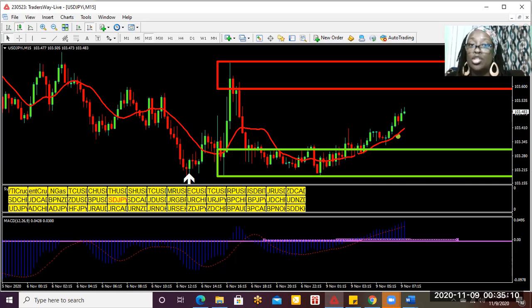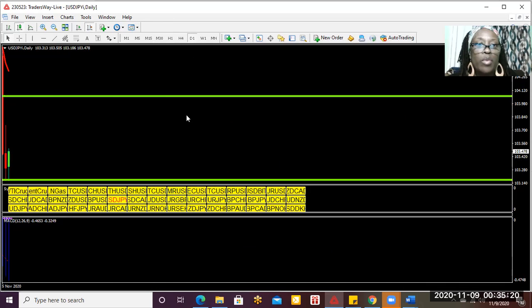The dollar is gaining strength. It wants to gain strength. So that's what's happening. And you could have capitalized on that. So that's USD JPY. And I'm going to do one more, and then we're going to call it a day.